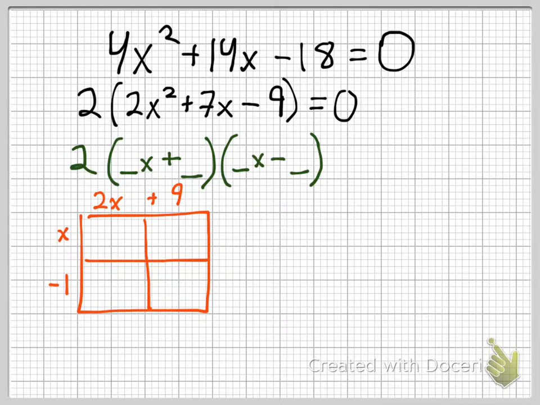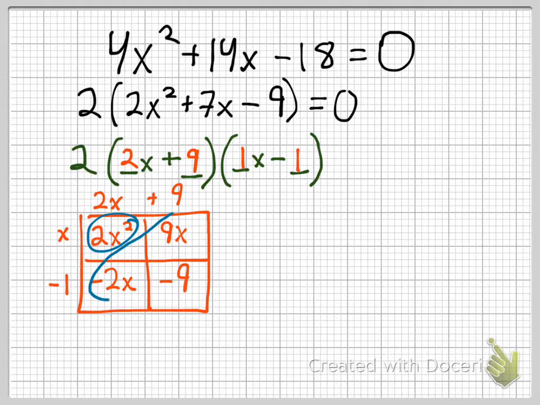So after some trial and error, I found out which of those configurations it is. I'm going to show you the end of my trial and error. So here I'm trying 2x plus 9 and x minus 1. I tried multiplying those together, and I got 2x squared, and the 9x minus 2x becomes 7x, which is what I wanted, and negative 9, which is what I wanted up there. So this is the right configuration. Let me just write this down, equal to 0.